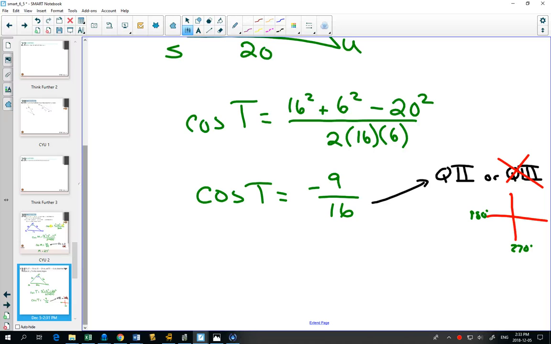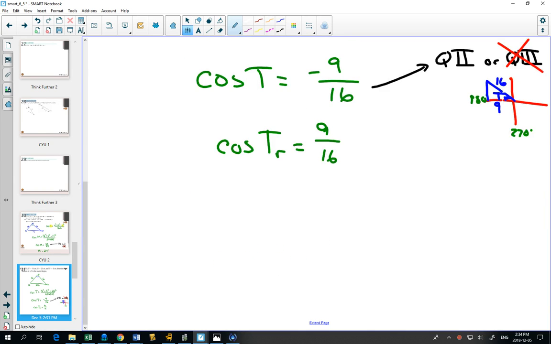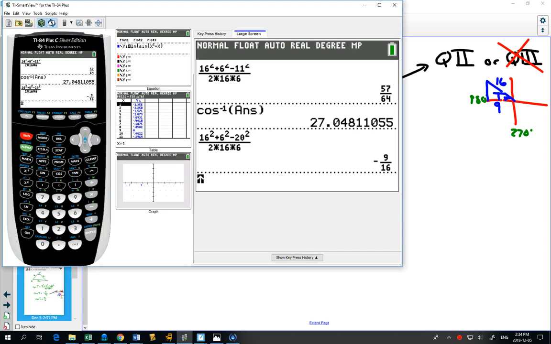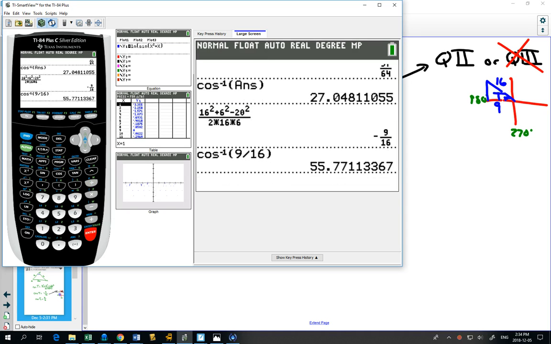So how do we find an angle in quadrant 2? We know if we drew it with our reference angle, the adjacent over the hypotenuse would be 9 over 16. If you use that little triangle, you could find your reference angle. I should label it correctly in here. It is the reference angle for t, so t with a little r. So I know that cos of my reference angle would be 9 over 16. I go to my calculator and find my reference angle, which is 56 degrees.